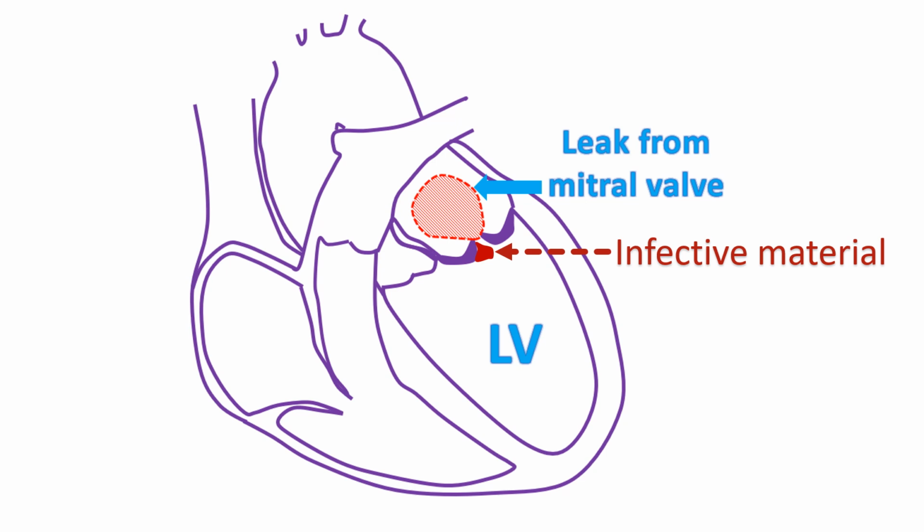A normal valve can be affected if the immune system is weak or if the person is having injectable drug abuse. In that case, it is usually the right-sided heart valves which are affected first. Otherwise, infective endocarditis is more common in left-sided heart valves. The right-sided heart valves are the tricuspid valve and pulmonary valve. Left-sided heart valves are the mitral valve and aortic valve.